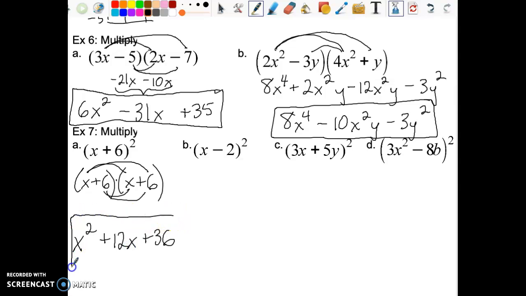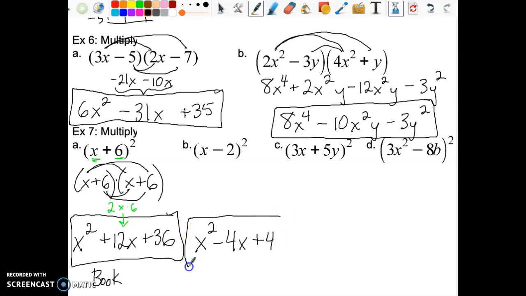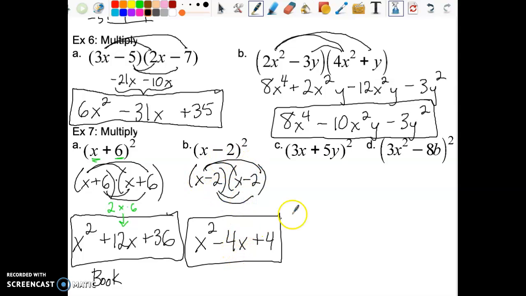If you're encouraged to learn the shortcut, the book teaches a shortcut. The moral is, let me quickly explain, this middle piece is double the x times the 6, each piece. So if you really wanted to learn the shortcut, the answer to letter B is going to be x squared minus 4x and then plus 4. But again, I prefer teaching it as x minus 2 times x minus 2, and then you can actually FOIL it and see why it is minus 4x in the middle instead of memorizing.